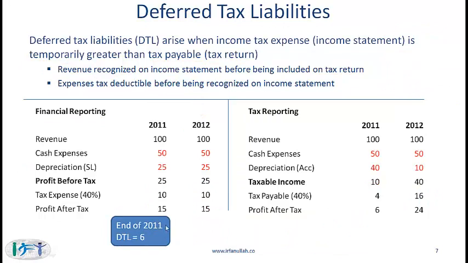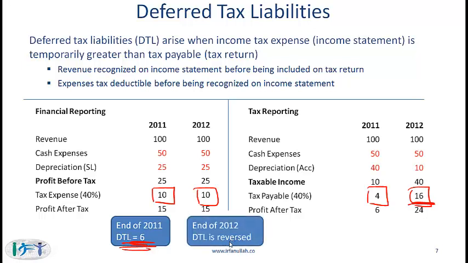I also want to point out the value of the deferred tax liability. At the end of 2006, notice that the tax expense is 10 versus the tax payable is 4. The difference of 6 represents the deferred tax liability because this extra 6 is what we need to pay later. So the deferred tax liability is 6. At the end of 2012, we have paid off that 6. Notice that the tax payable is 16 relative to a provision for income tax of 10. So this 6 is paid off and the deferred tax liability then comes back to 0. So we say that the deferred tax liability is reversed.